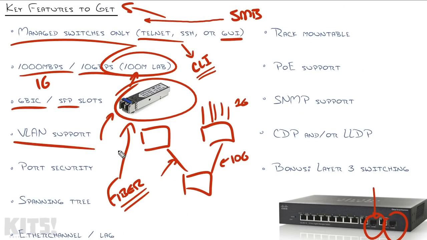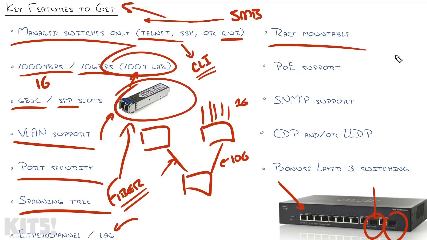You'll want to get a switch that has VLAN support, and that allows you to divide your switch into multiple switches. We'll talk a lot about VLANs later on in this series. You'll want one that has port security, and that gives you the ability to limit what devices or how many devices can plug into a single switch port. You'll definitely want spanning tree. You'll definitely want LAG capabilities. We talked a lot about those previously.